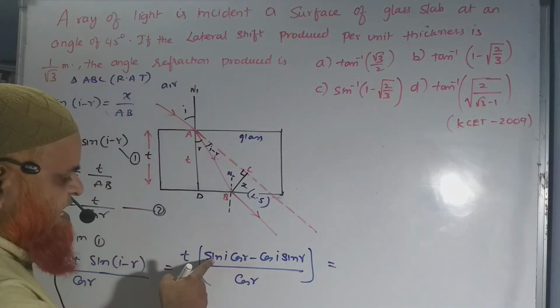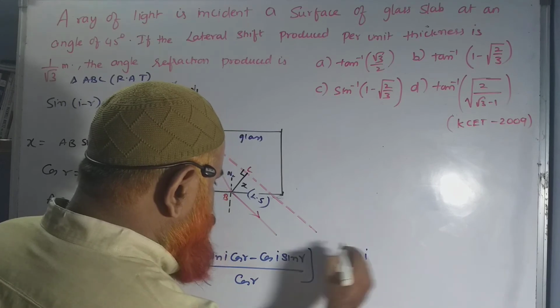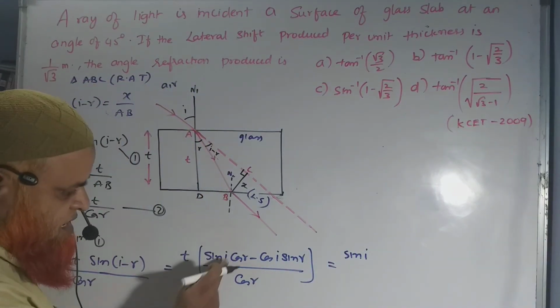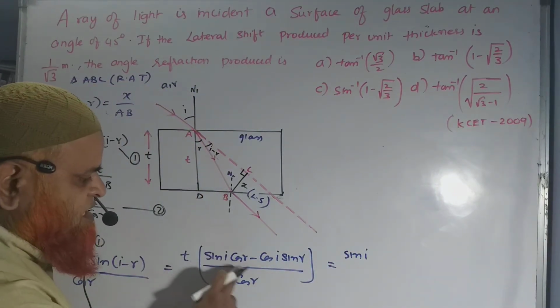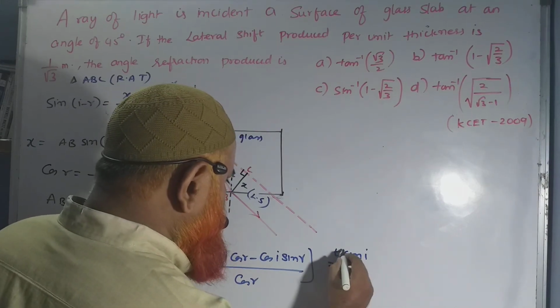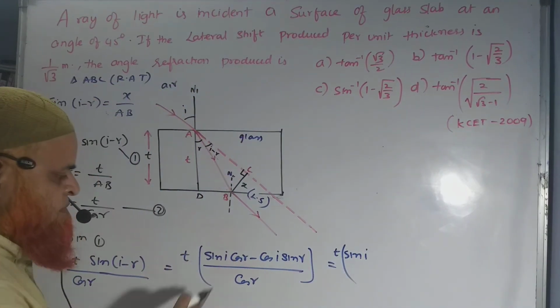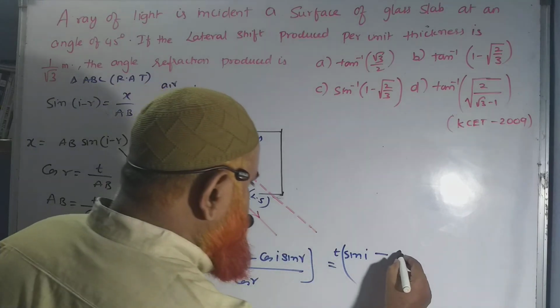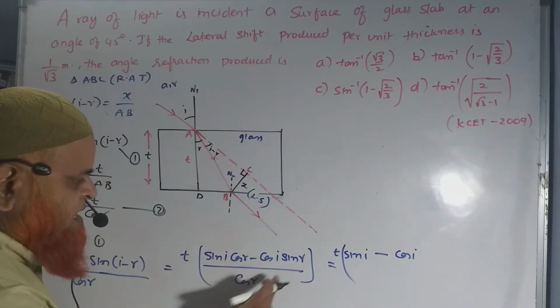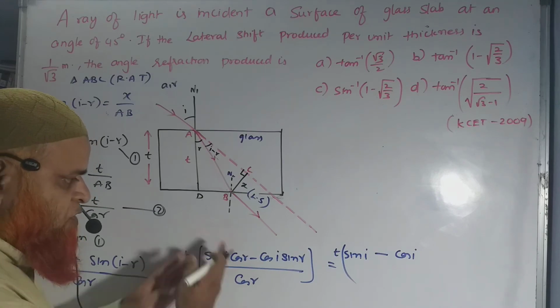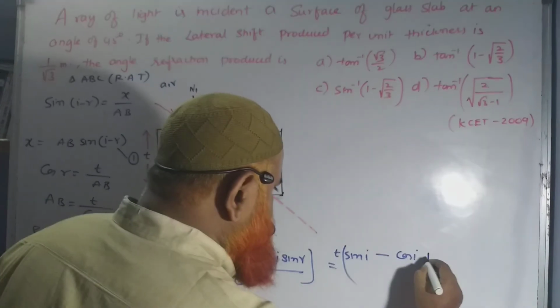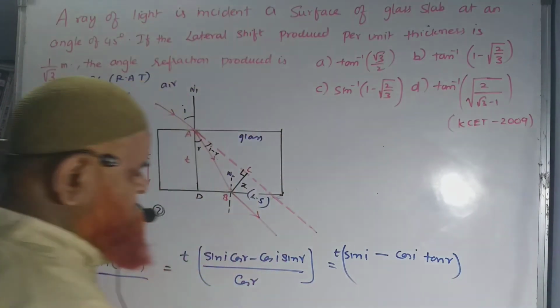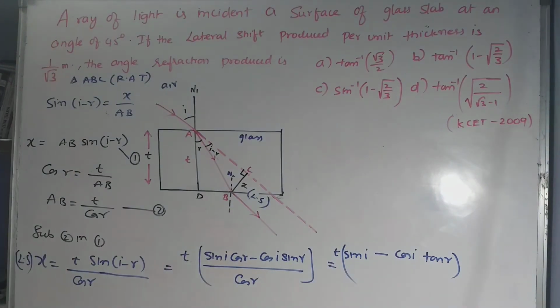You can take sin I separately. You write sin I like that. Cos R by cos R is going to be cancelled. So here only sin I is left. T is present here. And minus cos I, you can consider cos I as it is. Whereas sin R by cos R, if you divide partially, it is going to be tan R. So I am writing like this.